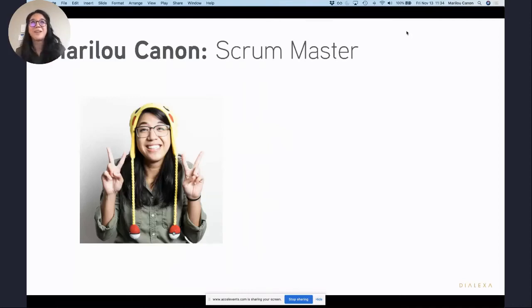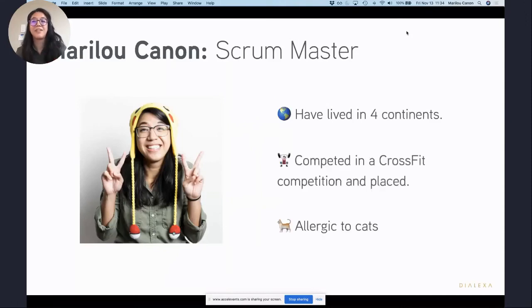So I'm putting myself out there as an example. This is what I used with my team last week. So my 3 items were, I've lived in 4 continents, I've competed in a CrossFit competition in place, and I'm allergic to cats. So what I loved about this is I was immediately flattered because everyone said, oh, Marilou, you exercise a lot and you're relatively fit and you eat healthy. Obviously, the CrossFit one is the truth.